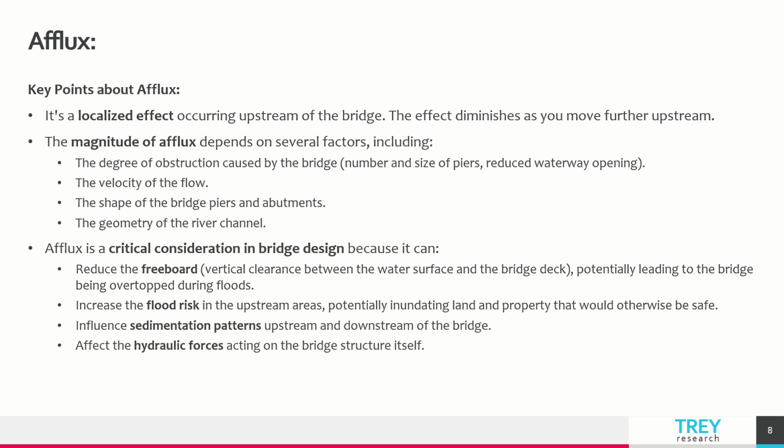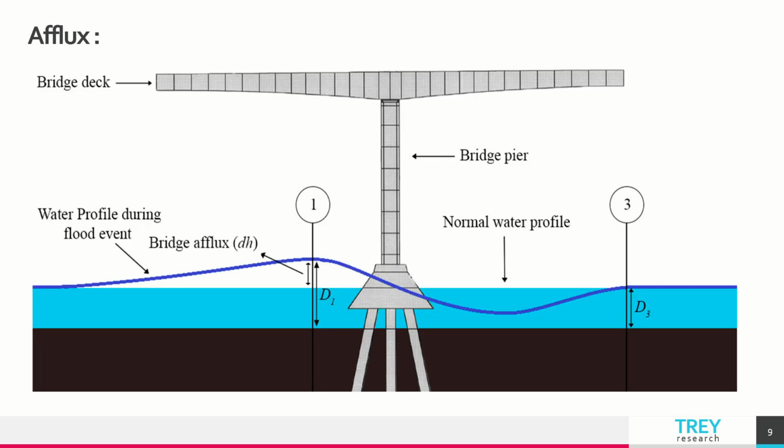Coming to the image part, now we can see an image where a bridge deck is there, a column is there, and a normal water profile we can see. The portion marked as bridge afflux, that is delta H, is the afflux which I am talking about. As explained from the theoretical point, we can understand what bridge afflux is.